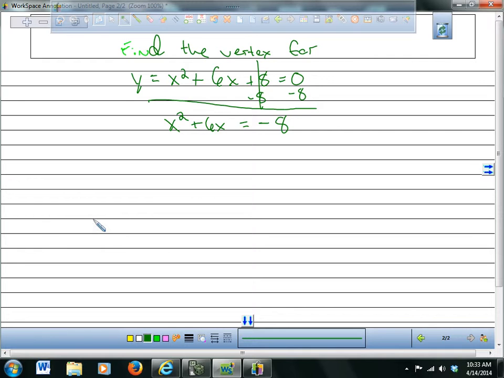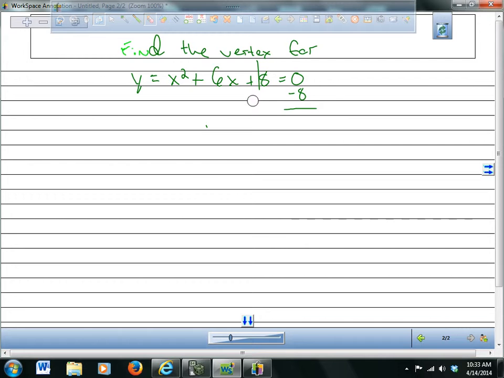Well, I think we're just going to leave it. We don't have to bring that 8 on. When you're doing it to find the vertex, you just leave everything on the left side of the equation. Okay? Because I'm not really trying to solve it. I'm just trying to get it into vertex form. So I'm just going to complete the square on this part.